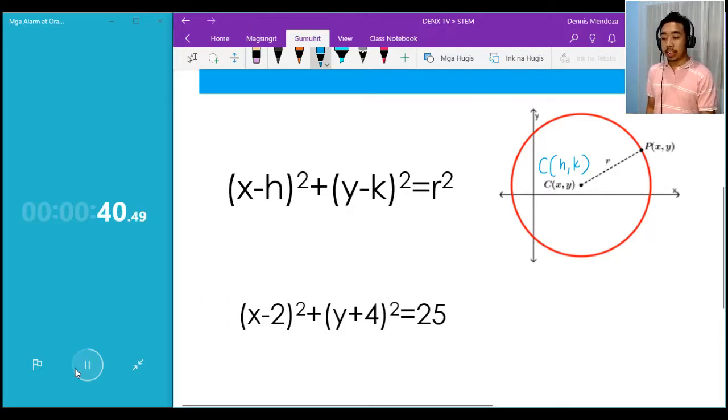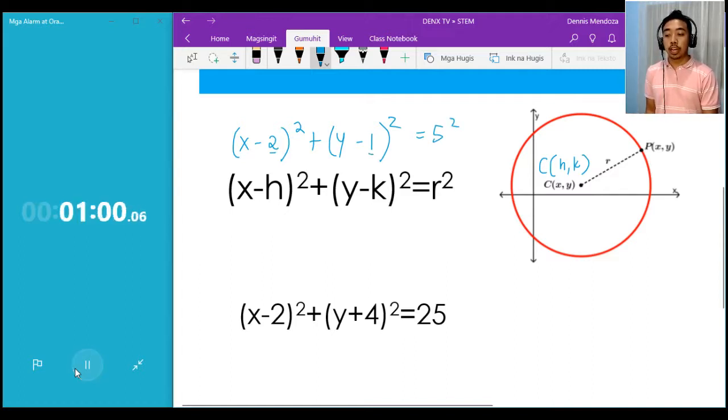Okay? So, ibig sabihin, if we have quantity x minus 2 squared plus y minus 1 squared equals to, say for example, 5 squared then. Okay? So, ibig sabihin, yung center natin would be 2, 1. Okay? So, ang center would be 2, 1. At ang radius natin ay equals sa 5. Easy breezy.